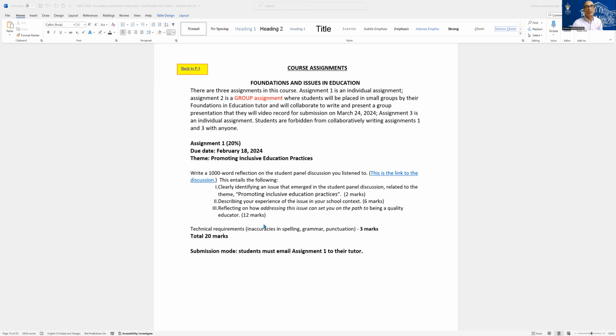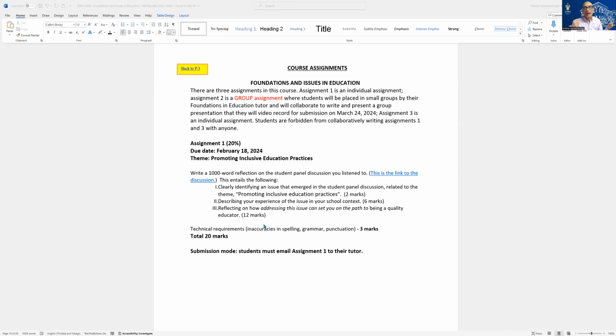The 3rd question then asks you to reflect on how addressing the issue, which is what you discussed earlier, can set you on the path of being a quality educator. So there are 2 things here. The goal for all of us, including lecturers, is being quality educators. And what we're asking you to do is to reflect on how the issue which you talked about in 1 and 2 can be addressed, and then by doing that, it can help you to be a quality educator. So the underlying assumption is that if we address issues relating to promoting inclusive educational practices, it will lead us to becoming quality educators.